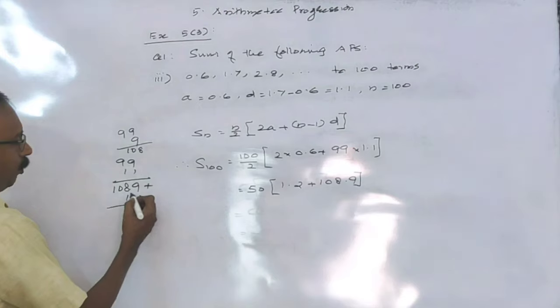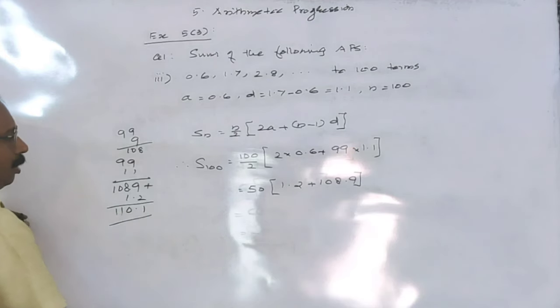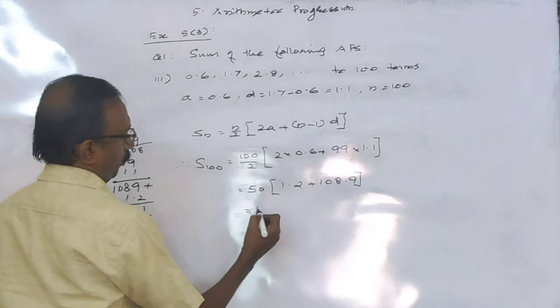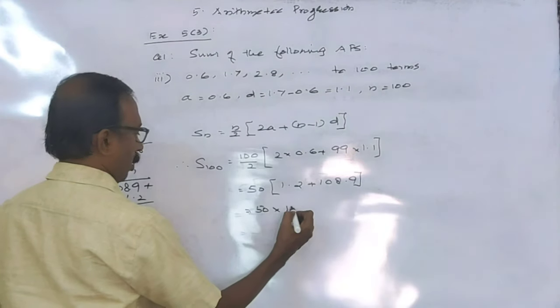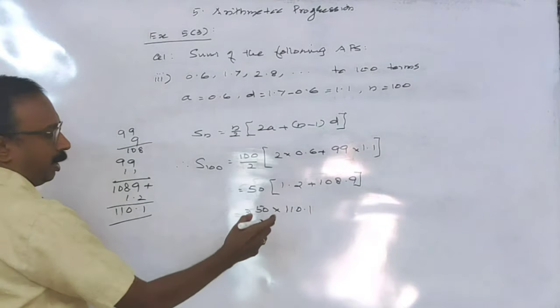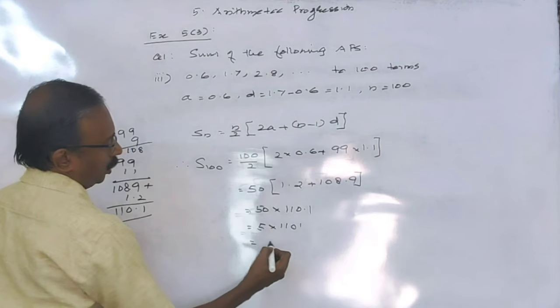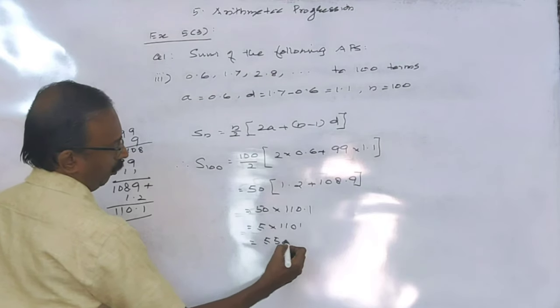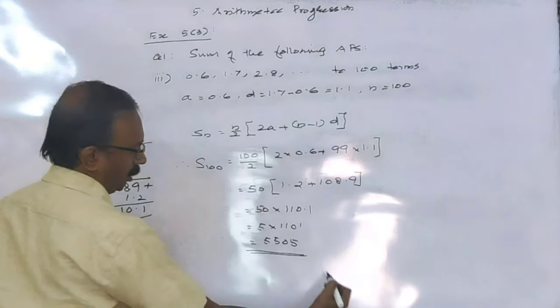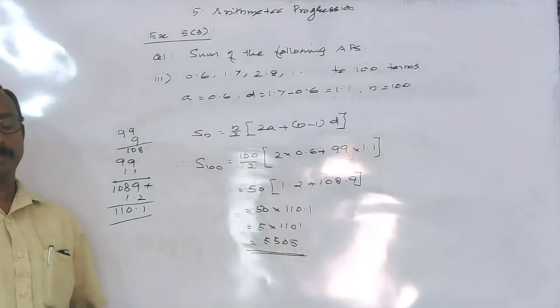Is 1.011. 15. 110.1. You can eliminate 10 here, so 5 and 1101. So the answer is 50500. This is the sum of first 100 terms, isn't it?